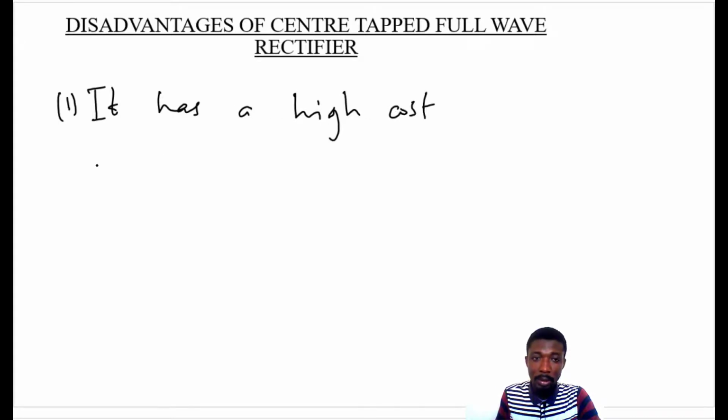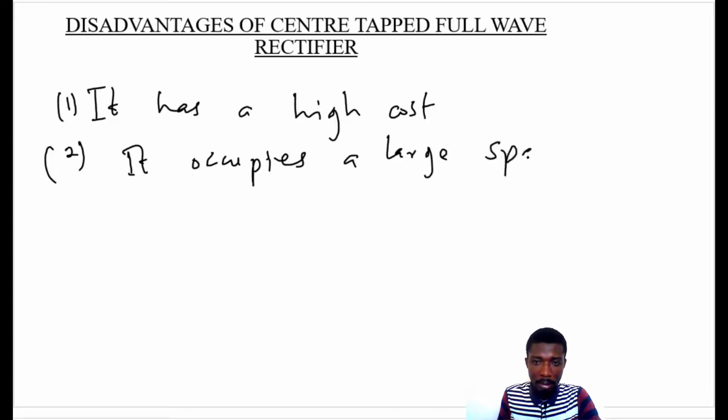Because of the components that go into it, you notice that you use more components than you would use for a typical half wave rectifier. So it has a high cost, or it is expensive. 2, it occupies a large space. At the end of the day, the output you get for a center tap full wave rectifier also comes as a pulsating DC. So once again, we would have to apply a filter in order to remove the ripples and make it a pure DC.